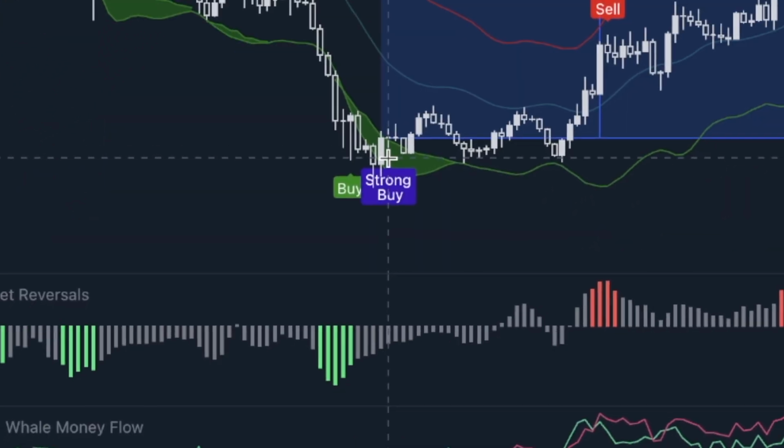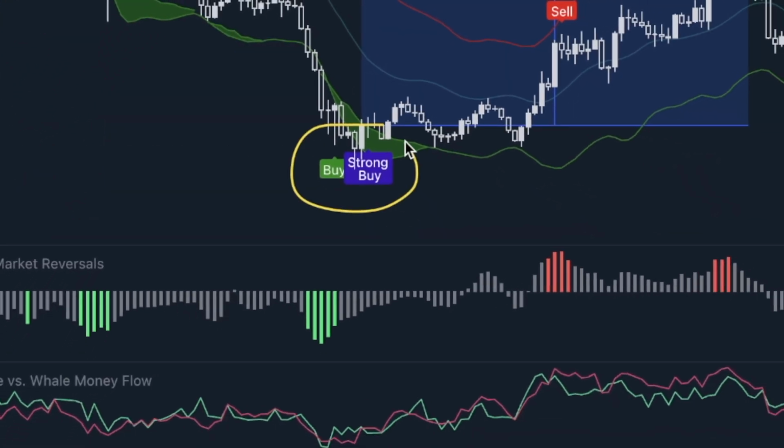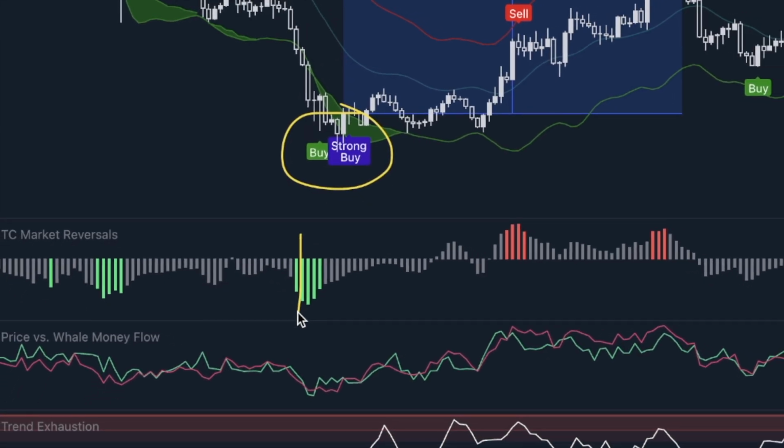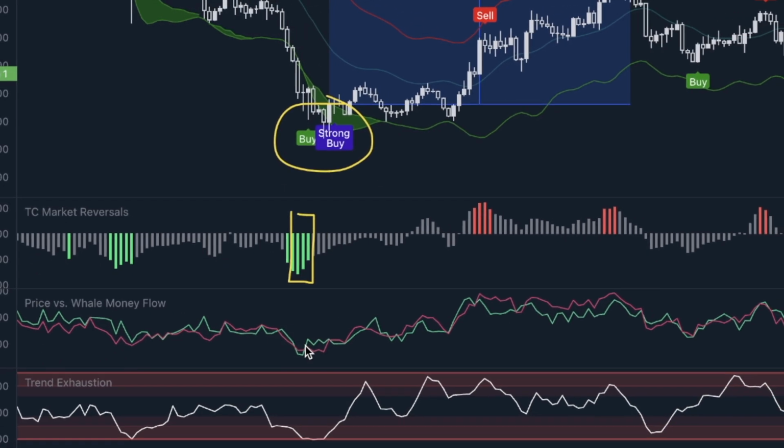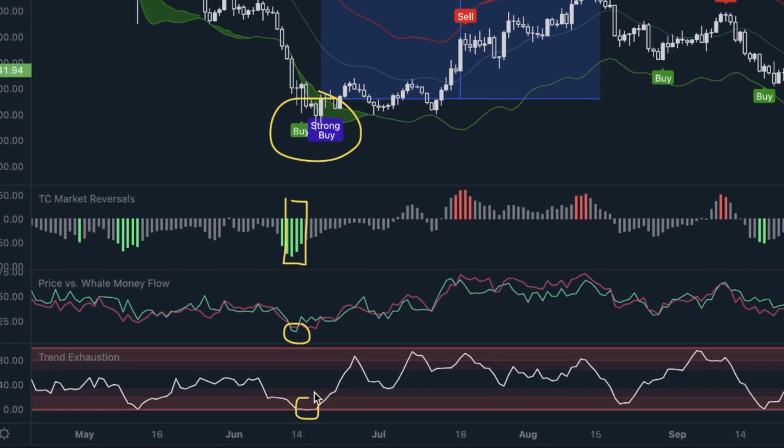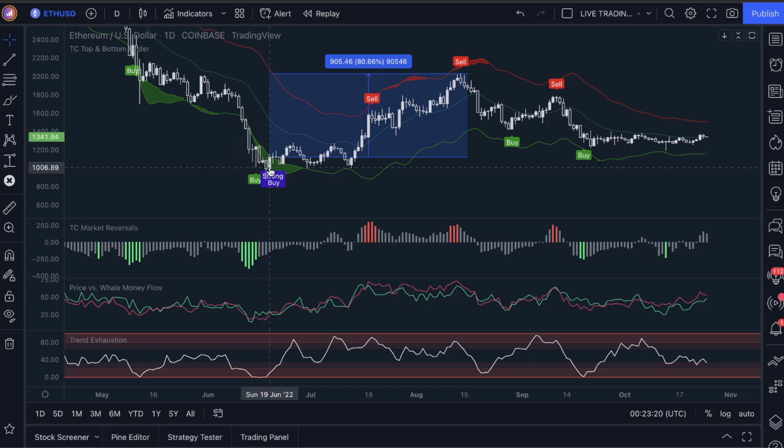So you're looking at the liquidity pool, you're looking at a strong buy or buy signal, the retail trader indicators to be oversold to the downside. We have whale money flow low and trend exhaustion low. When you see this, this is literally, guys, it is the best scenario to get into the market if you see it on any of your time frames or any of your cryptos.